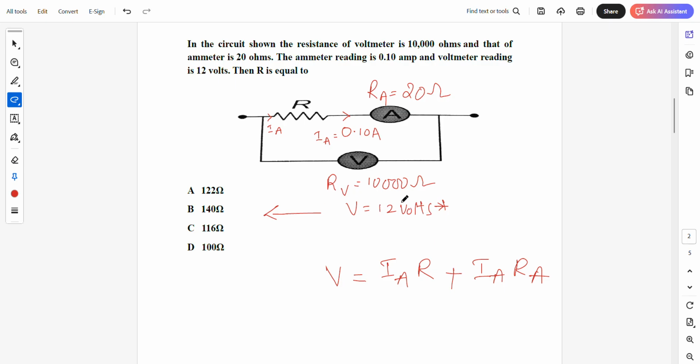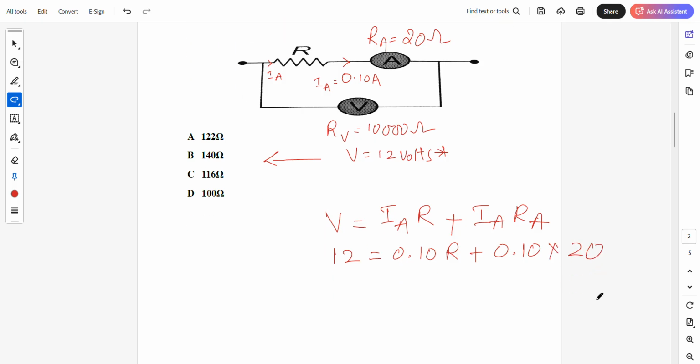Now how much is V? 12. How much is IA? 0.10, into R, which we do not know and have to calculate, plus IA into RA, that is 0.10 into 20. So 12 is equal to 0.10 R plus 2. Then R is equal to (12 minus 2) divided by 0.10.